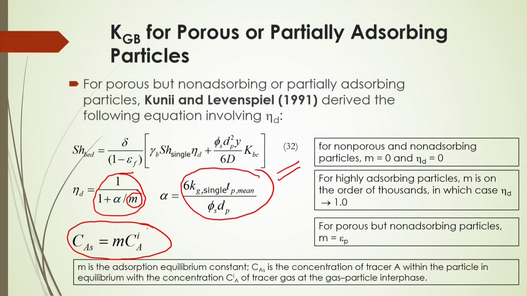interface concentration. You can say that it will be represented by this equation, and CS is the concentration of the tracer A, or component A, within the particle, in equilibrium with the concentration CI at the gas-particle interface. So, by this equation 32, you will be able to calculate, if there are porous but non-adsorbing particles or partially adsorbing particles, and you can express the mass transfer coefficient in the fluidized bed by this equation 32.